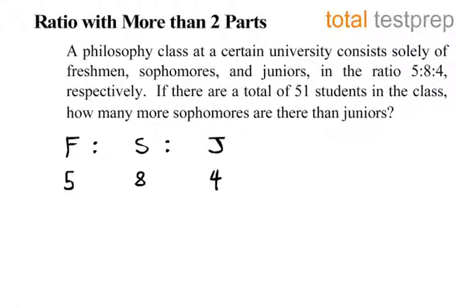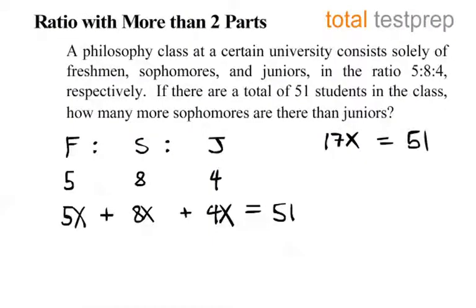The ratio is 5 to 8 to 4. We multiply everything by x to get 5x, 8x, and 4x. We add that together and set that equal to the total number of students. So 5x plus 8x plus 4x equals 51. In this case, we get 17x equals 51. This should be familiar to you. So if you divide both sides by 17, you get that x is equal to 3.